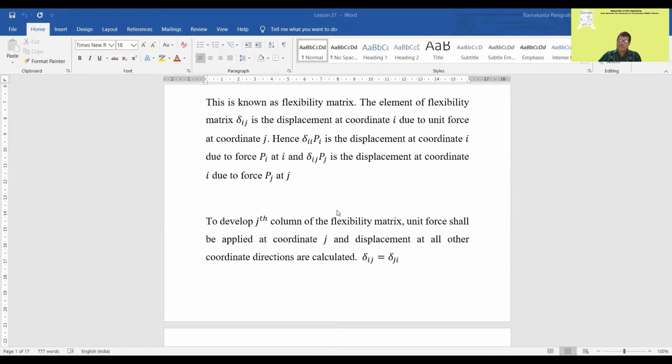Like the stiffness matrix, the delta matrix is also a symmetric matrix, and delta ij is equal to delta ji. So that is satisfied. If you are finding delta 1 2, it is not essential to find delta 2 1, as these values are equal. But if you want to check whether it is correct or wrong, you can calculate both and see that both are the same.